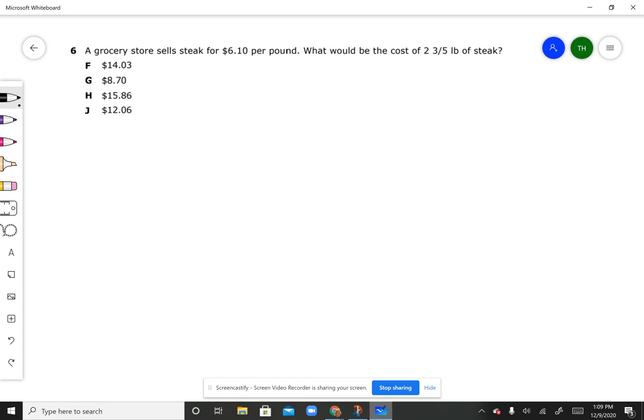A grocery store sells steak for $6.10 per pound. What would be the cost of 2 3/5 pounds of steak? So it sells the steak for $6.10 per pound. That means $6.10 for each pound. What would be the cost of 2 3/5 pounds of steak?